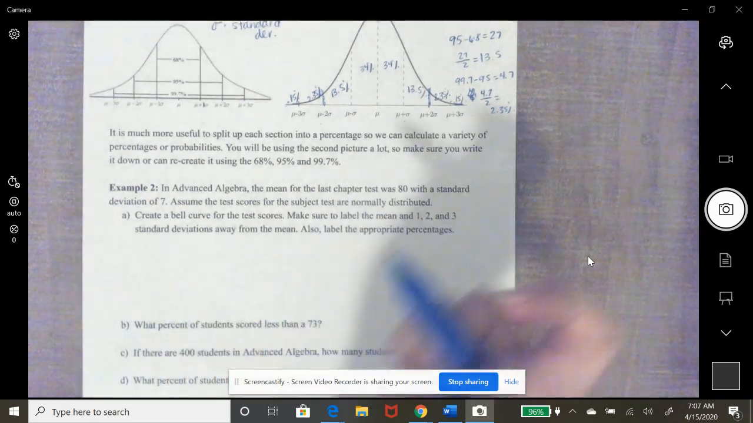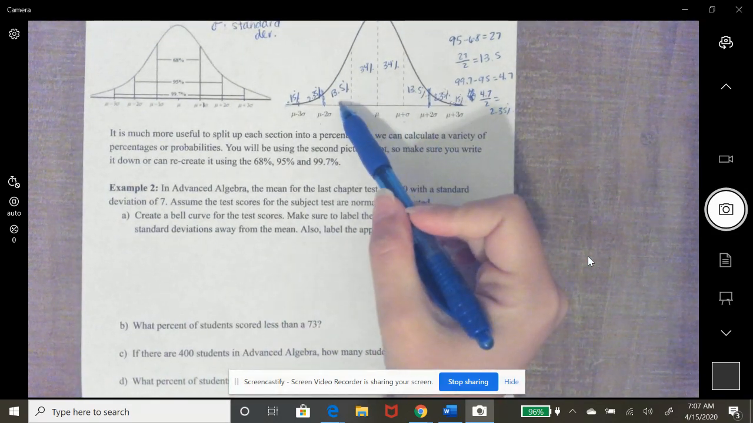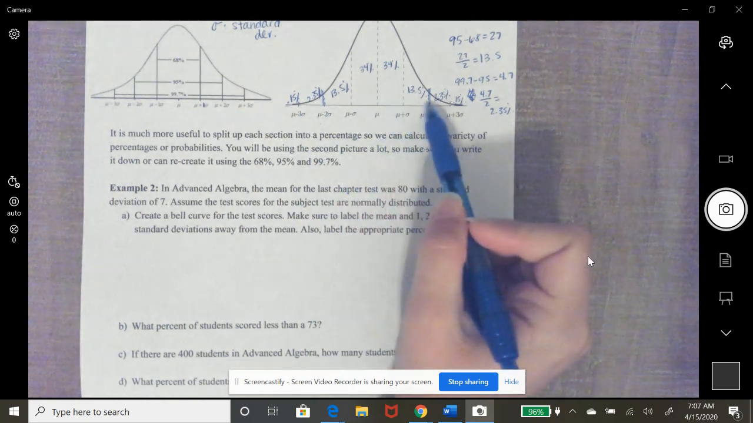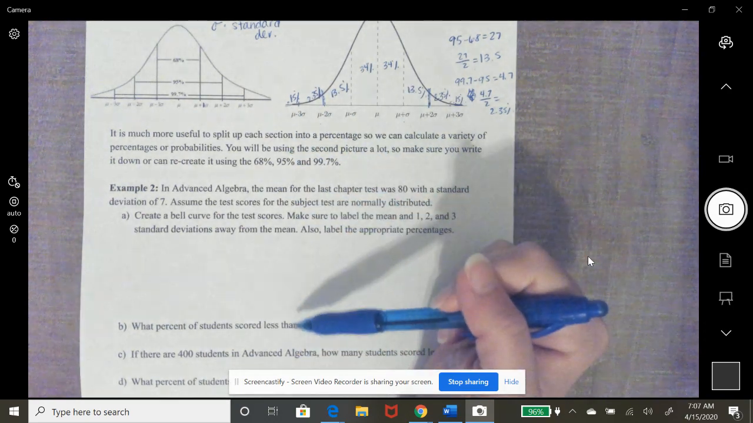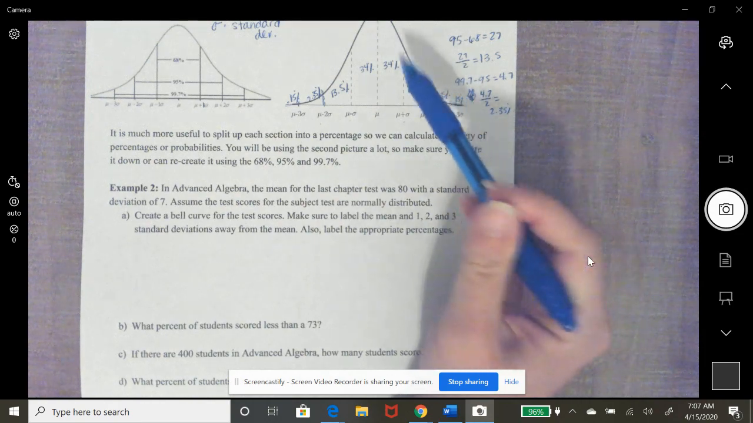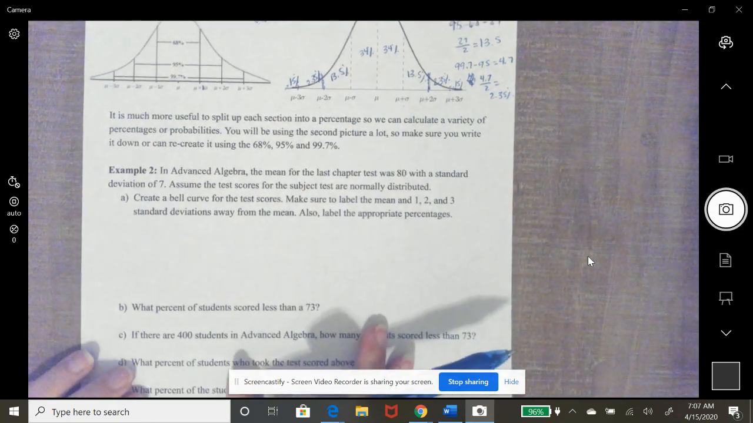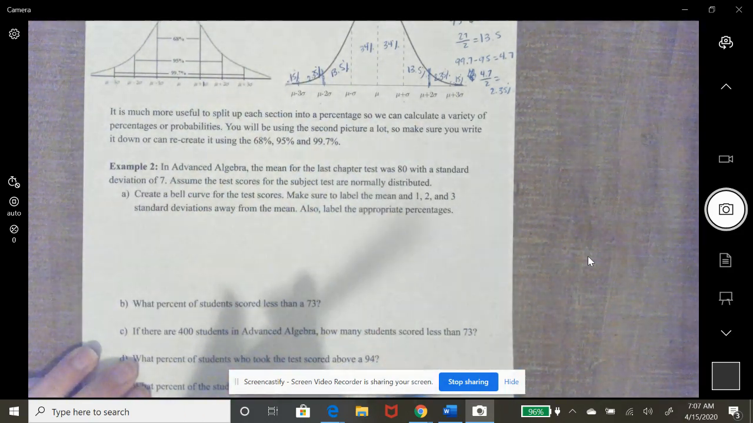Okay, so you should have a 34, 13.5, 2.35, and 0.15. So we'll be using these exact same percentages for this problem down here and for the problems on your practice. So that's why I said it's important you write these down, because we're basically just copying those same ones. So you don't have to redo this every single time.